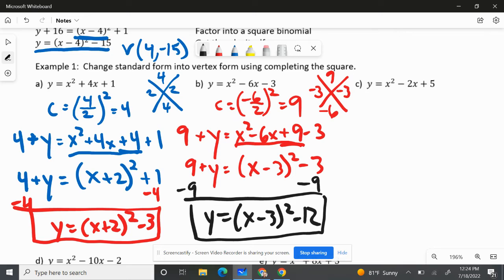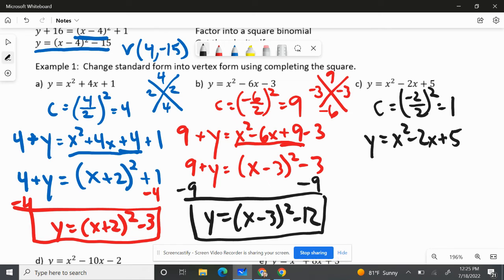Now, looking at letter C, once again, we're doing the same thing. What we're going to do is take our -2, divide it by 2, and square it. That gives us a 1. So what we have is y equals x squared minus 2x plus 5 plus 1, and then we add the 1 on the other side.